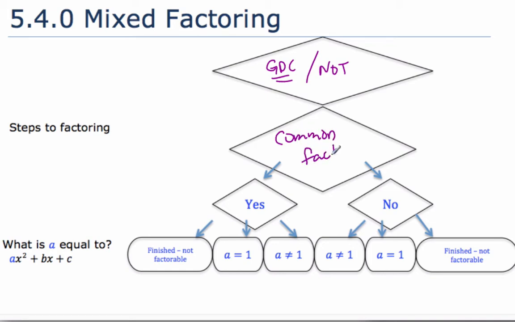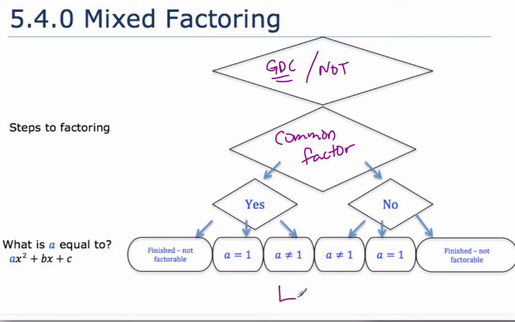You must do this. It makes life so much easier if there is a common factor and you pull it out. If there is a common factor, then you have to consider what A equals. The A is the first term of the quadratic in this form. It may not be factorable. If A equals 1, you do one thing. If A doesn't equal 1, you do the other technique.